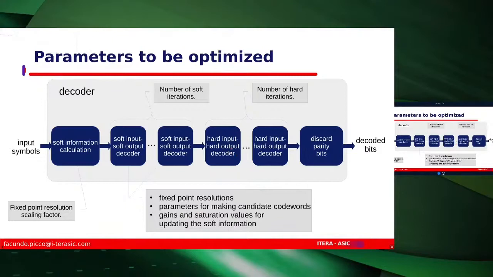And then at the end, after the hard iterations, we need to discard the parity bits, the redundancy, because that has no use beyond the FEC. And it provides the coded bits to the following blocks in the processing chain. Now I'm talking here about soft and hard iterations. What are they?